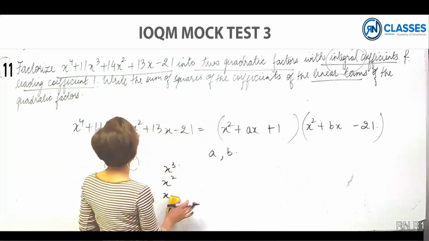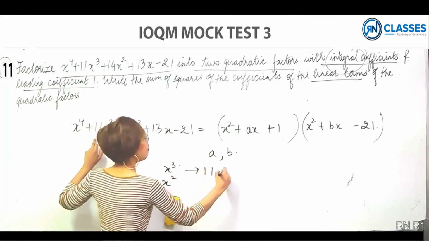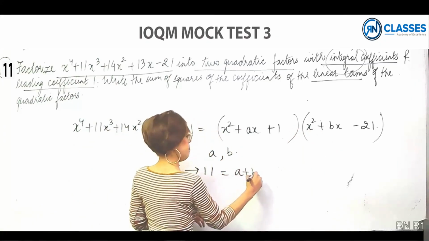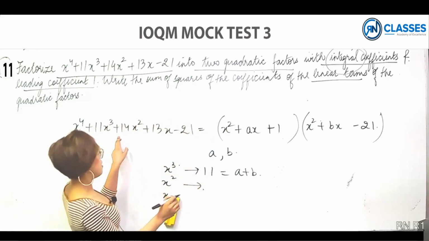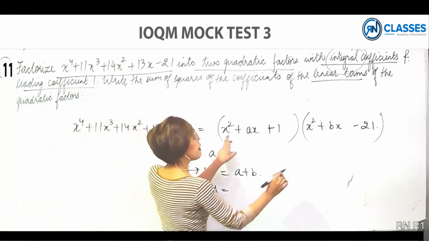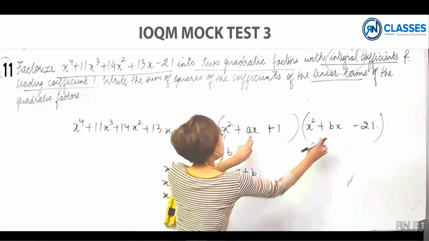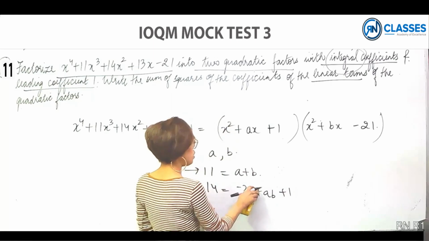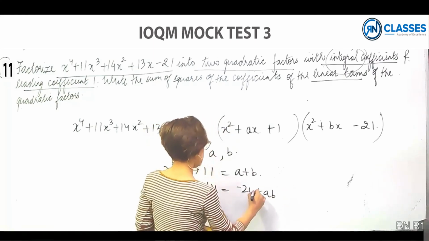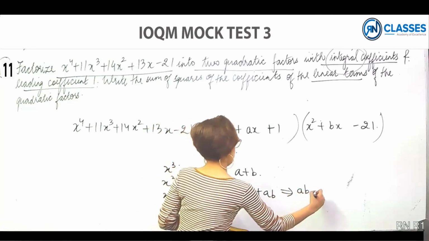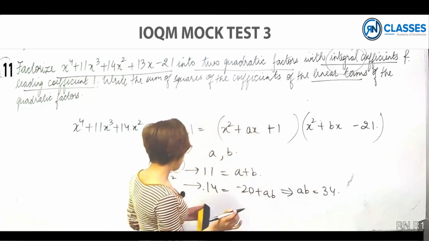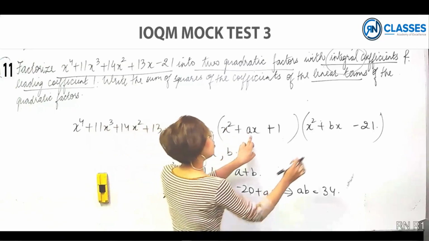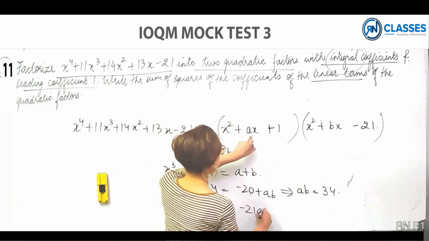So, coefficient of x cube, here obviously it is 11. And here I can write b plus a, so that is a plus b. Right? Coefficient of x square, here it is 14. And here the coefficient of x square is minus 21 plus ab plus 1. Right? So, this is minus 20 basically. So, basically, ab turns out to be 34. Right? And last, coefficient of x, here it is 13, which is equal to minus 21a plus b.